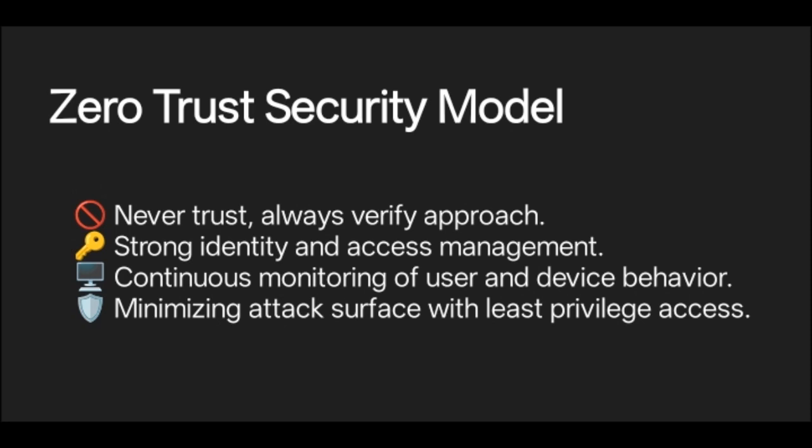The fourth principle is minimizing the attack surface through least privilege access. This means giving users and devices only the permissions they absolutely need, no more, no less. For example, if an employee's role requires access to email and a project management tool, they shouldn't have access to financial systems or sensitive customer data. By limiting privileges, organizations reduce the potential damage if an account is compromised. It's like giving someone a key only to the rooms they need, not to the entire building.